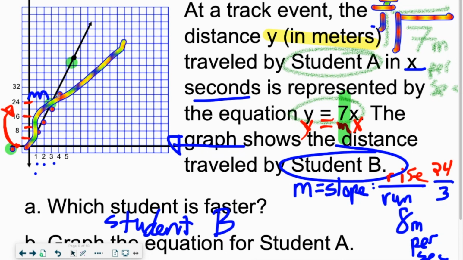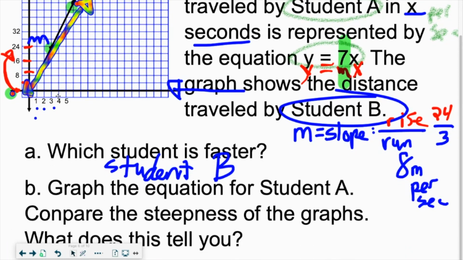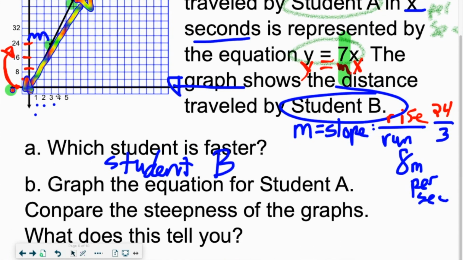Don't just grab that straight edge, do the best you can to graph a straight line through all of those points with an arrow, preferably on both sides out of habit. And now you can compare the steepness of the graph. Which one is steeper? The colorful one representing student A, or the black line one for student B? The steepness of the graphs, student B is steeper. Student B has a higher slope.